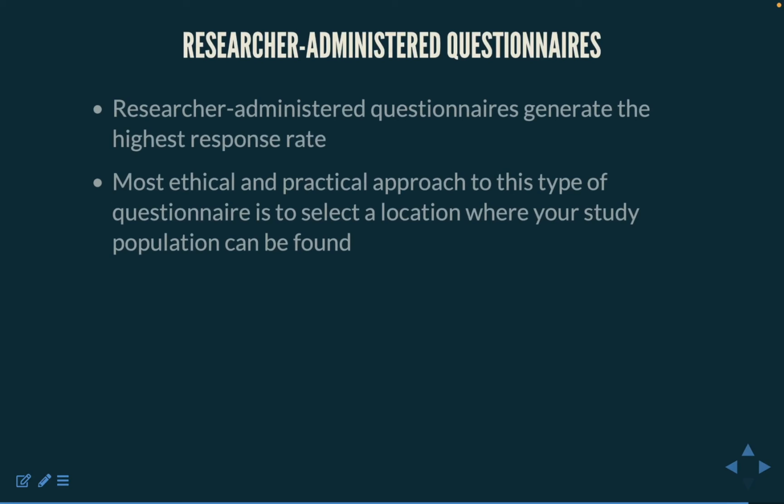Researcher-administered questionnaires usually generate the highest response rate of any questionnaire, because you approach your subject and complete the questionnaire by asking the questions and filling out the document according to what they tell you. The most ethical and practical approach to this type of questionnaire is to select a location where your study population can be found. Request permission to engage in the data collection and wait patiently for your designated sample to appear. You usually have to make more than a single visit to your location, and you will have to work out when you should visit in order to reach the optimum sample size and composition.